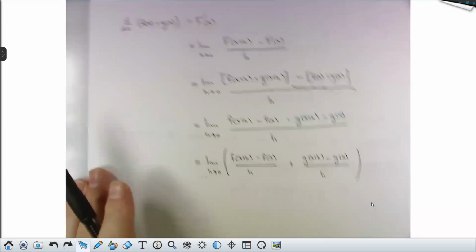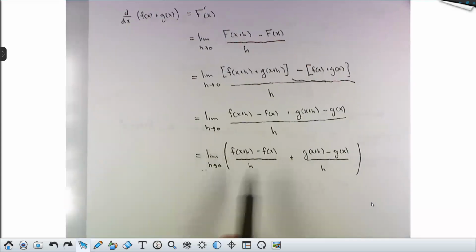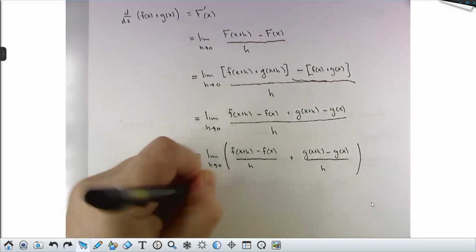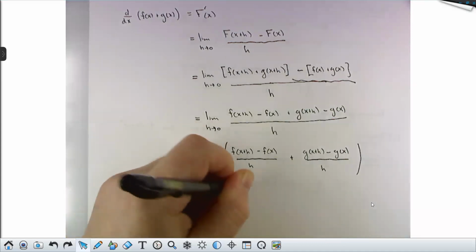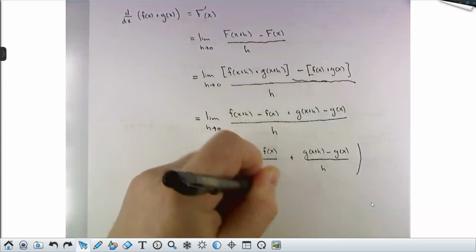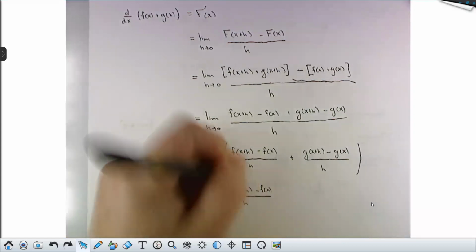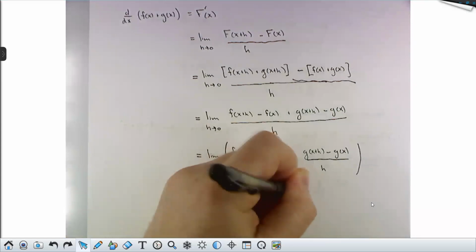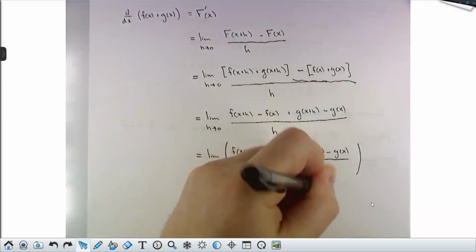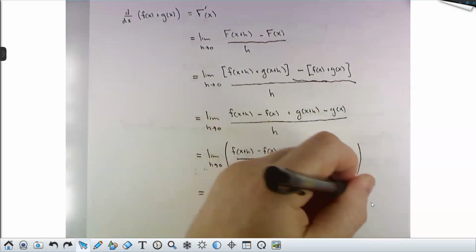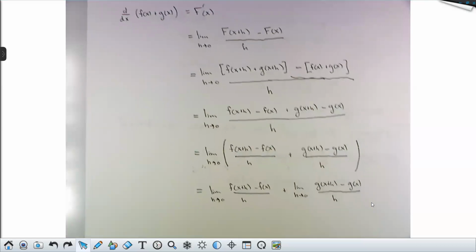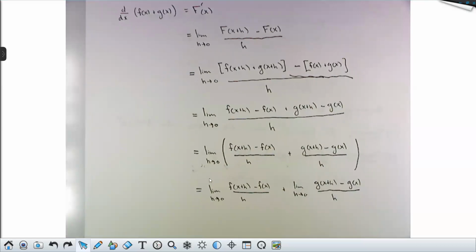And then finally, from Yiping's student teaching day, we know that the limit of a sum of two expressions is the sum of the limits. So I can rewrite this as lim h to 0, f of x plus h minus f of x over h, plus lim h to 0, g of x plus h minus g of x all over h. And you stare at this for about 10 seconds before realizing this is f prime. This is g prime.